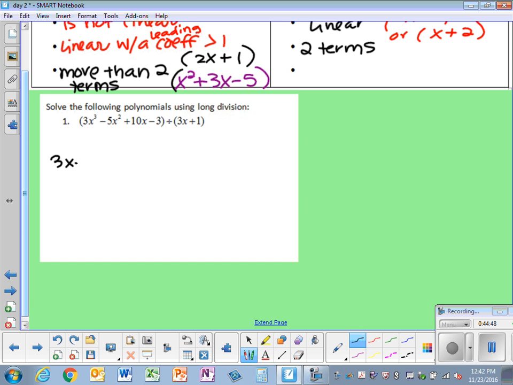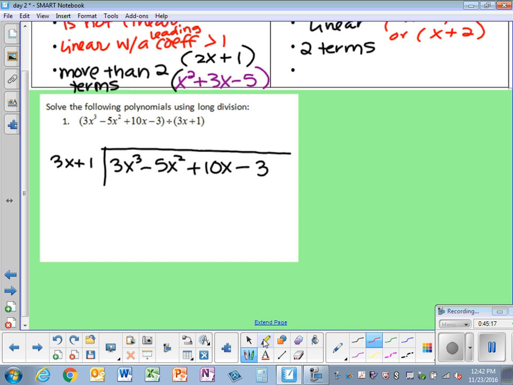All right, so we have 3x plus 1 divided by 3x cubed minus 5x squared plus 10x minus 3. And just like the synthetic division, if I was missing a term, I would put in a 0x whatever for the missing one. Kind of act like a good place marker. All right, so first term, 3x. What do I need to multiply to 3x to make it look like 3x cubed? X squared. Good, thank you.